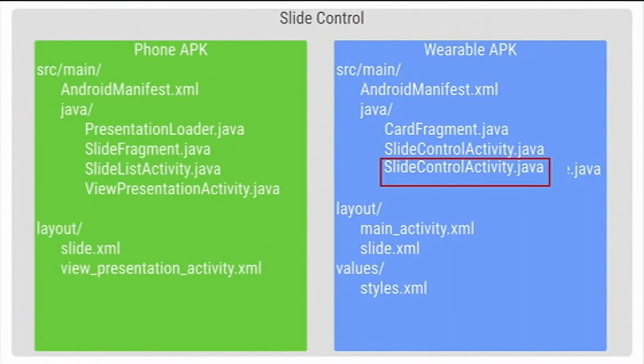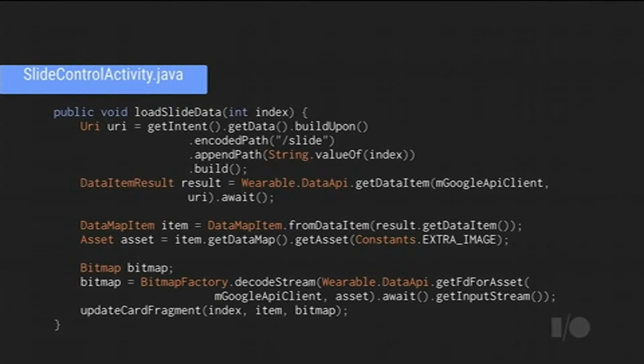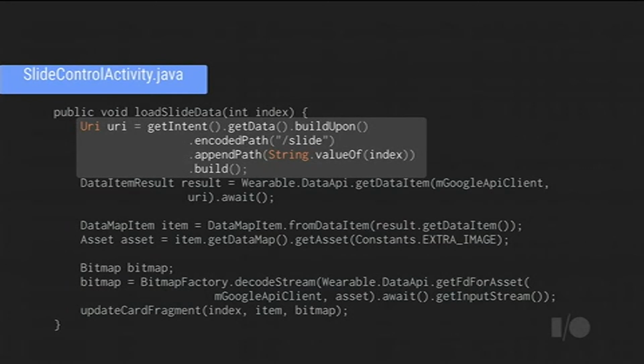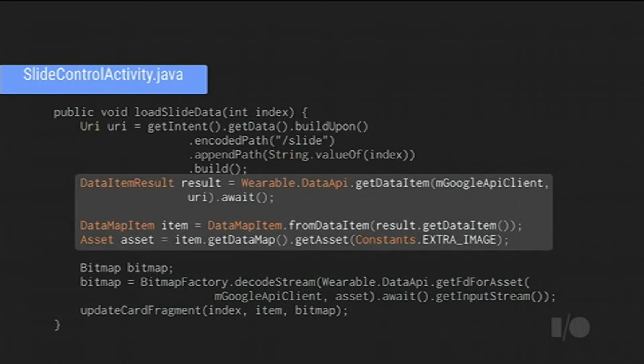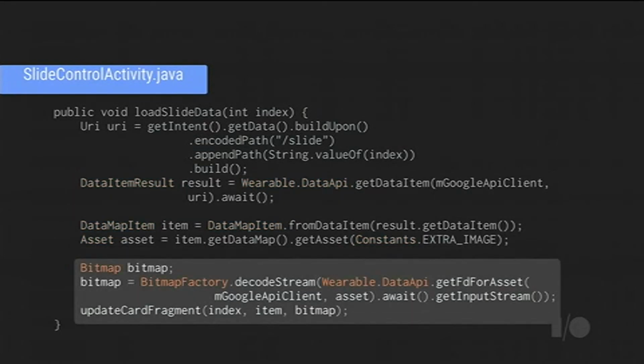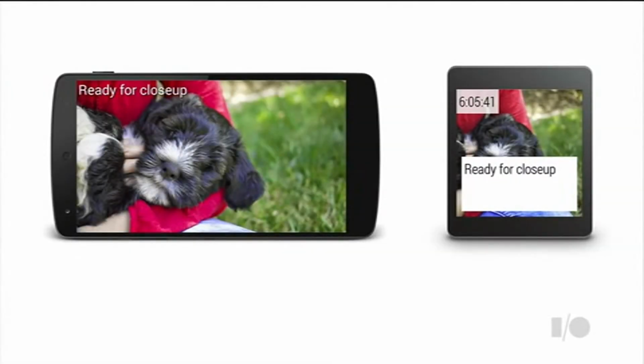On the wearable side, in the slide control activity, I'm going to, again, use an asynchronous task or a loader to load this up. And here's where we see the importance of the paths. Since I know that it's going to be where, slash, et cetera, I can send these URIs around and build upon them in order to derive queries for these data items. So here I'm going to load up each of the different data items from the data layer. I'm going to extract the asset. And from those bytes, I'm going to create a bitmap that I can then use to update my UI. And that's what we got.